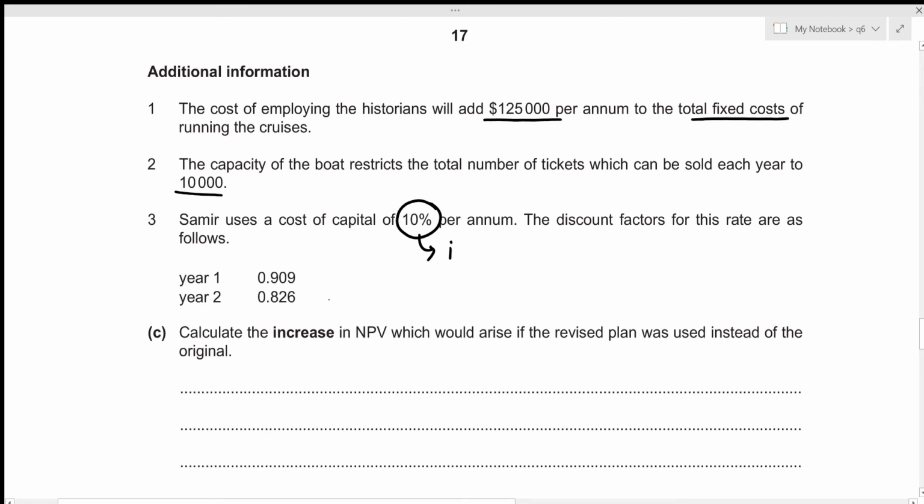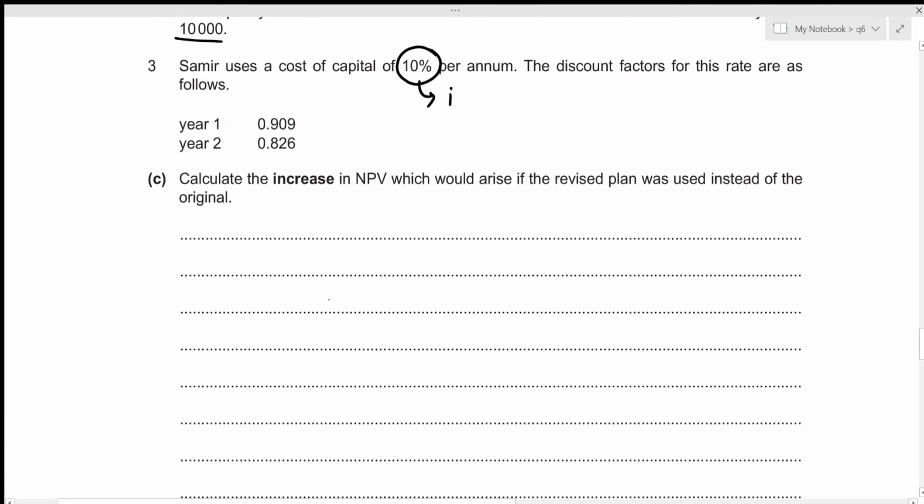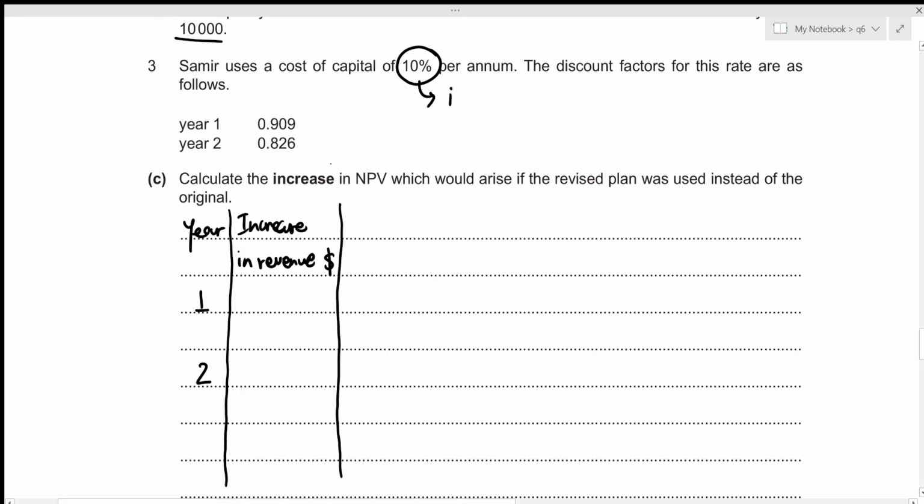Now this is a very simple question. We can easily figure out the increase in net present value. So in order to do so, let's start with our year. We have year 1 and year 2. Okay, then we can start with our increment in revenue, right? So this is increase in revenue. Then we also have variable costs. So we can write down our increase in variable cost. And then we also have our fixed costs given for the revised plan. So we can term it as increase in fixed costs.